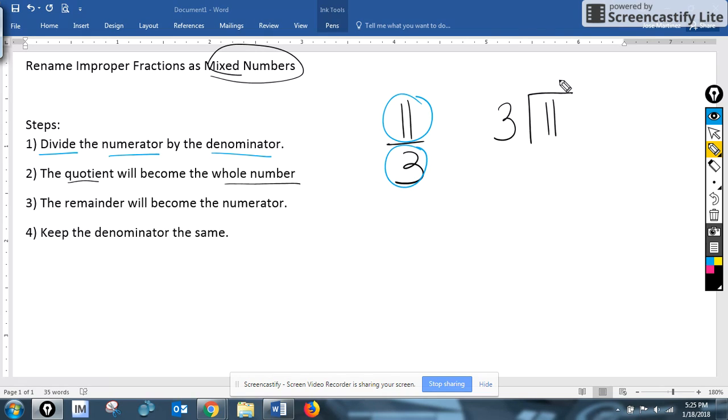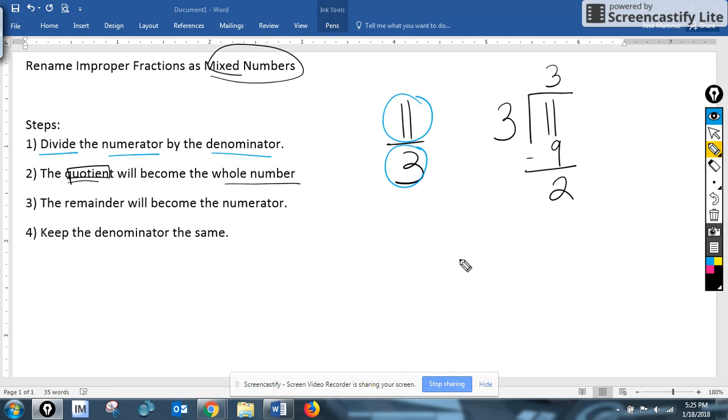So let's go over the pieces of a division equation. This is called the dividend, this is the divisor, and the answer is called the quotient. So the quotient will be the whole number for my mixed number. 3 can go into 11 3 times, so if I multiply 3 times 3, that's 9. I subtract, and I'm left with remainder 2.